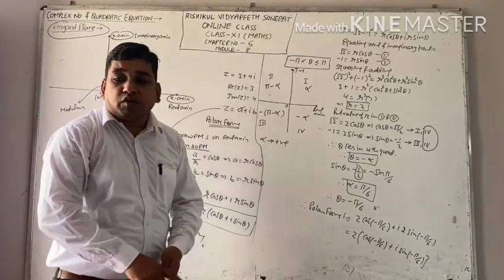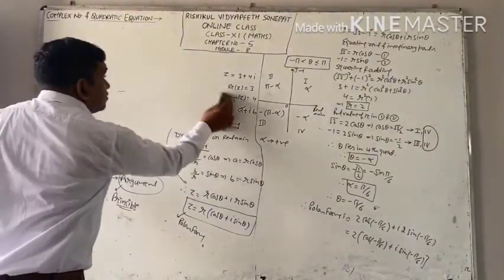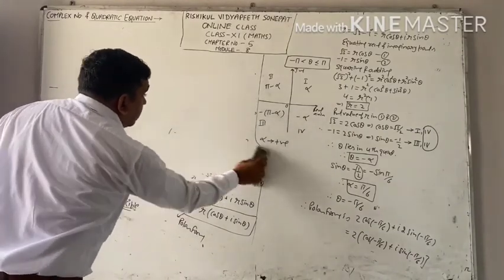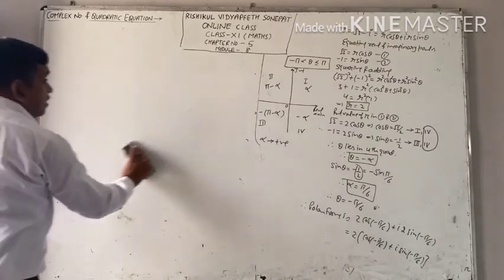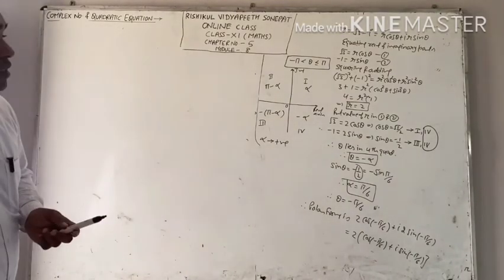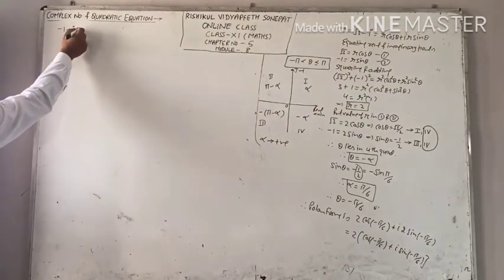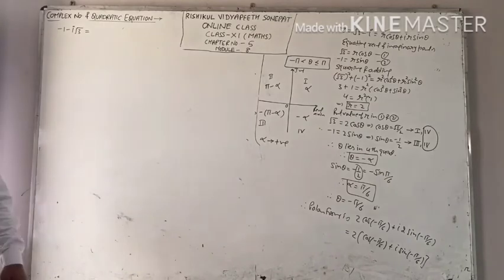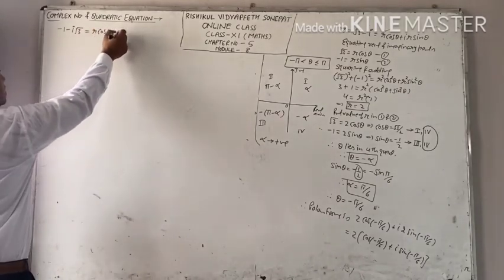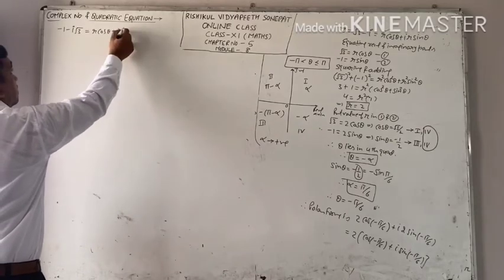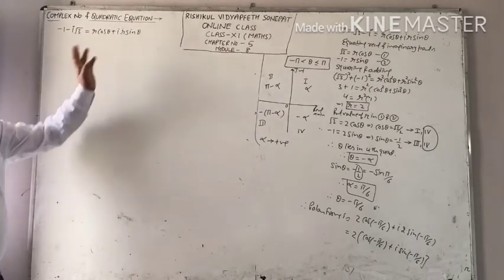Now see one more problem regarding polar form. I am taking -1 minus root 3 iota. I want to convert this complex number into polar form. The complex number is -1 minus iota root 3. Polar form, you will start as r cos theta plus iota r sin theta. This is your polar form. We have to find out the value of r and theta here.